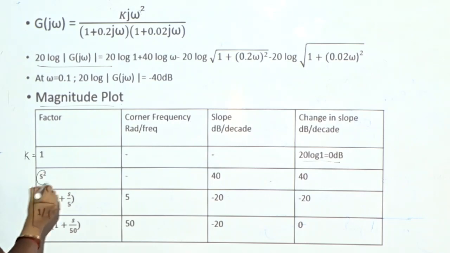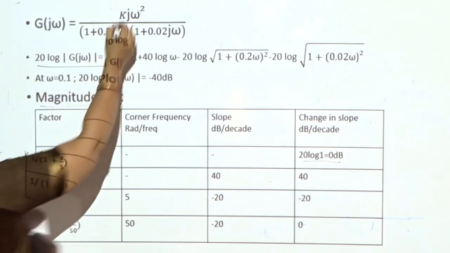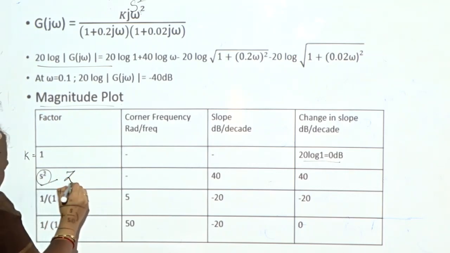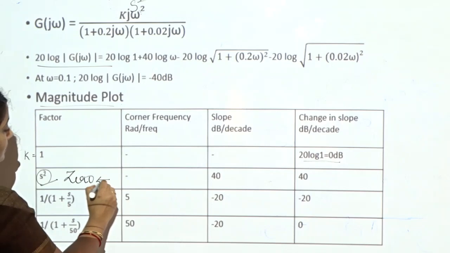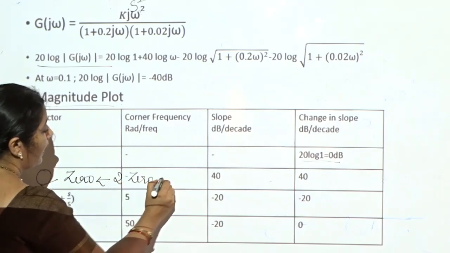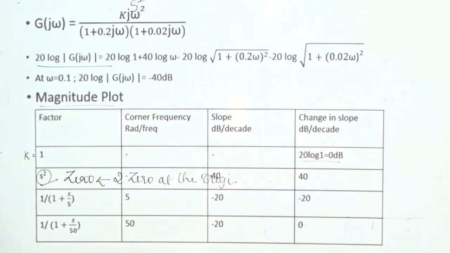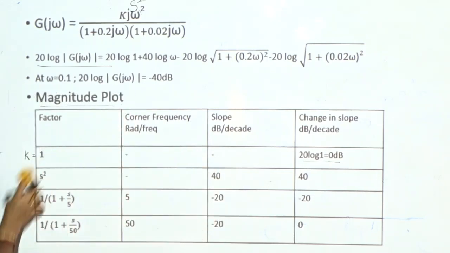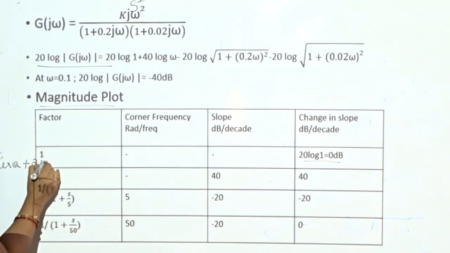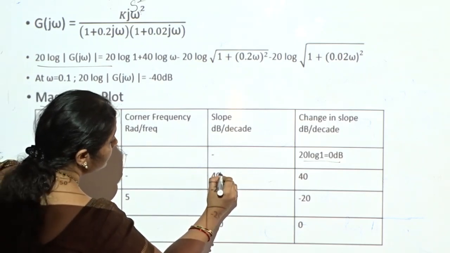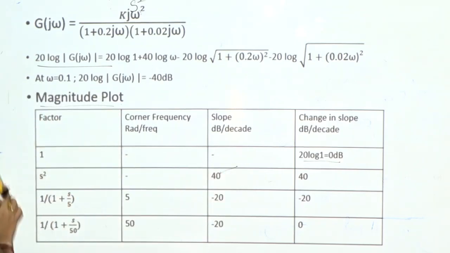Then the second term is s square, the one on the numerator. What does this s square represent? This represents a zero. So it means there are two zeros at the origin. Now, what is the slope given by a zero? A zero will always give a plus 20 dB slope. There are two zeros, which means you get a plus 40 dB slope.